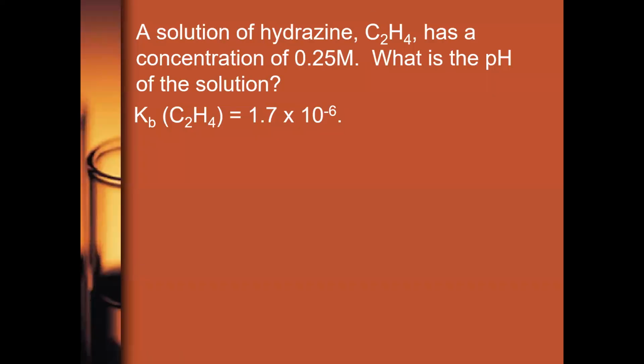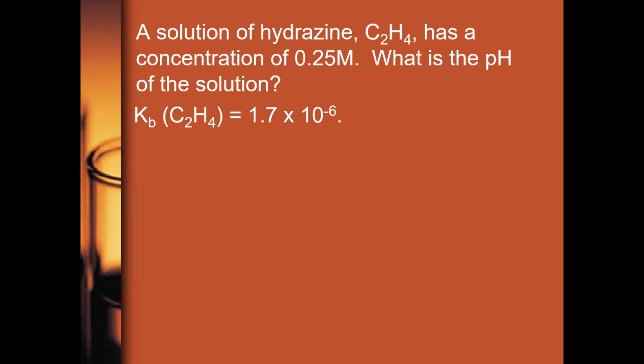All right, and the same kind of thing can occur with bases. So weak bases, you'll also need an ice table for, but it works the exact same way as those weak acids. So it says here we have a solution of hydrazine, which is C2H4, has a concentration of 0.25 molar, and it wants to know the pH of the solution.